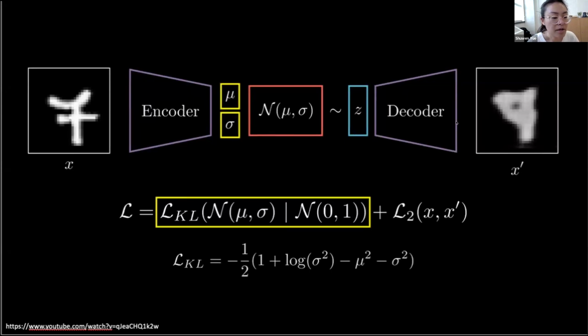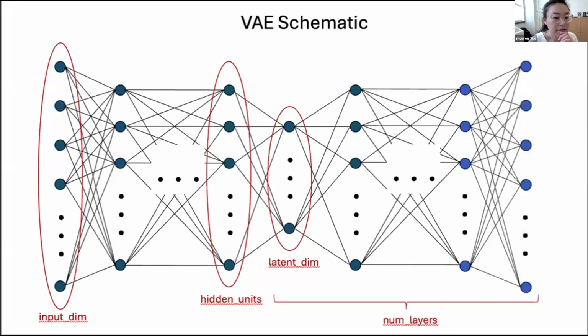Okay, so that gives us a quick review. Just before we get into the code, I think you have talked about this also in your previous neural network sessions, but because we have kind of two of these things, we have our input dimensions, we have hidden layers, and our latent dimension.